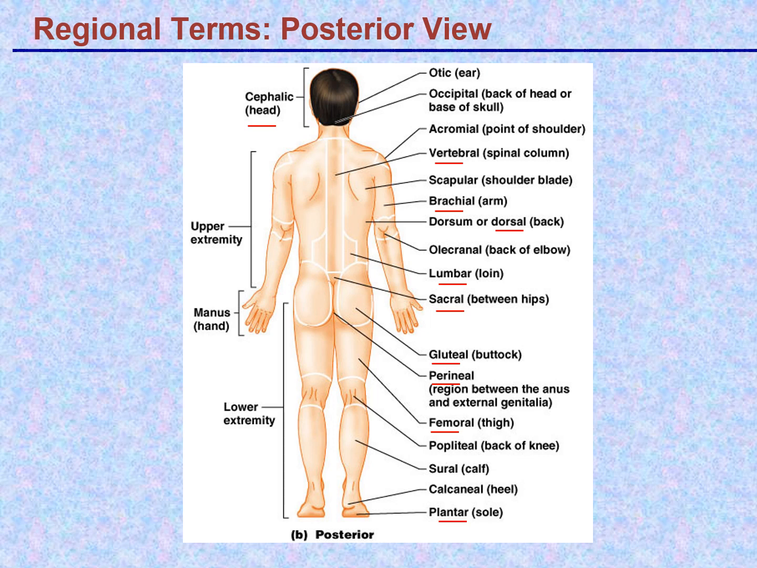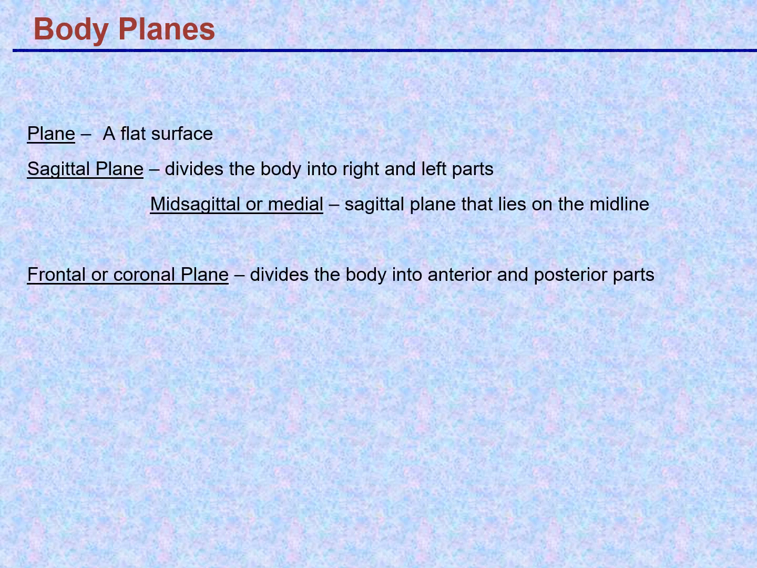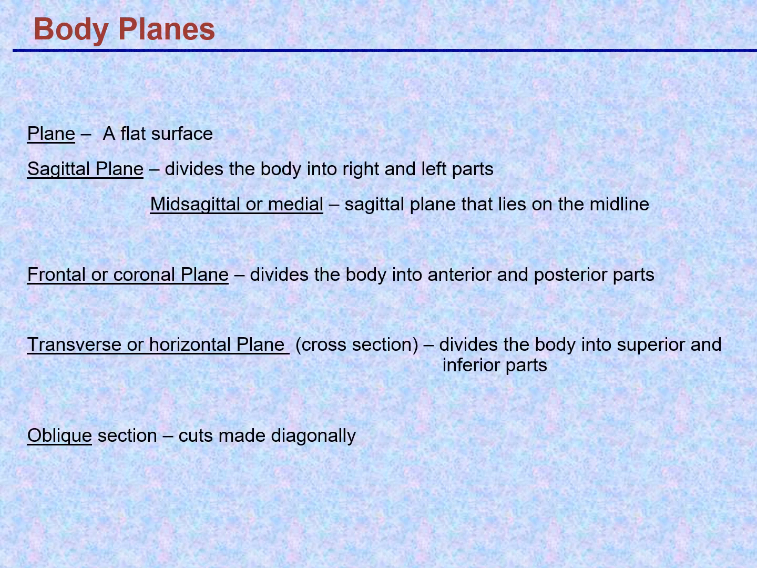Cephalic, vertebral, brachial, dorsal, lumbar, sacral. These are different sections of the spinal column. Gluteal, perineal, femoral, plantar. Okay, these are all things that will help you with understanding and knowing the terminology that's used in discussing and describing anatomy or anatomical structure.